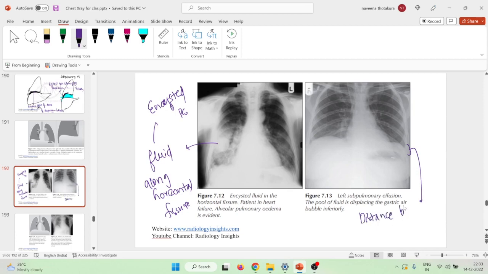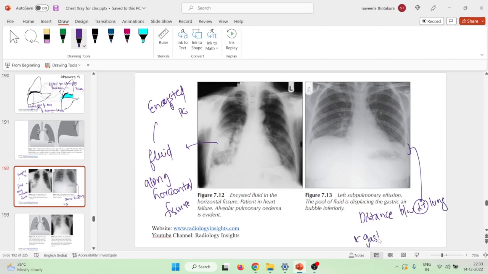Then here, the distance between the lower border of the left lung and the gastric bubble is definitely more than 7 millimeters. Because this distance is more than 7 millimeters, we can say this is a case of subpulmonary pleural effusion on the left side.